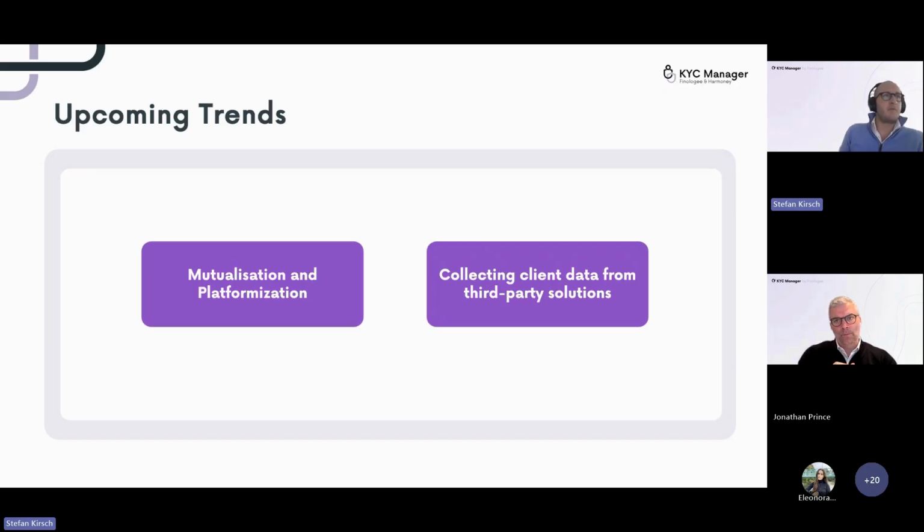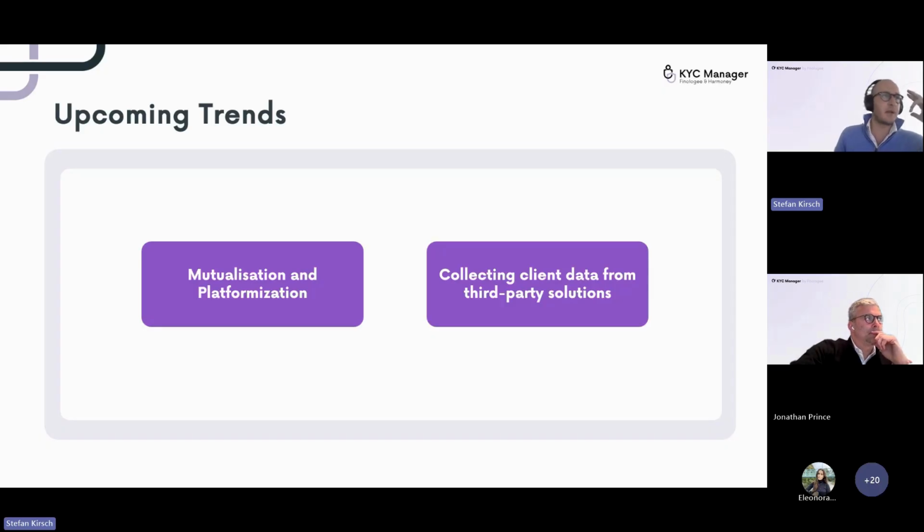Before moving on to the Q&A section, we wanted also to share a few upcoming trends. So basically, what we have identified across our clients as being the upcoming trends and what we see our clients doing. The first is a significant trend towards mutualization and platformization. So that's two trends that we identified: first, mutualization and platformization, and second, the collection of client information from third-party solutions.